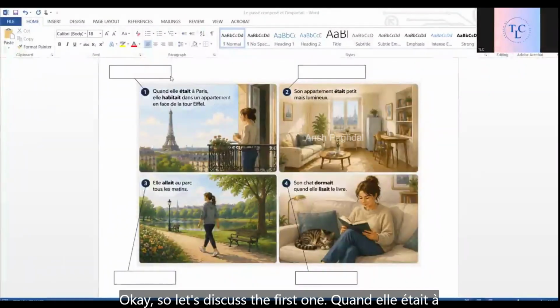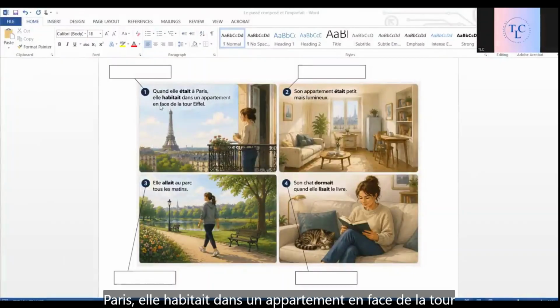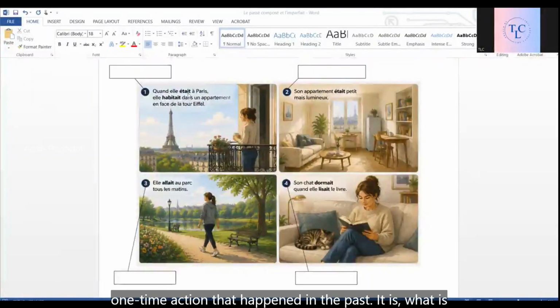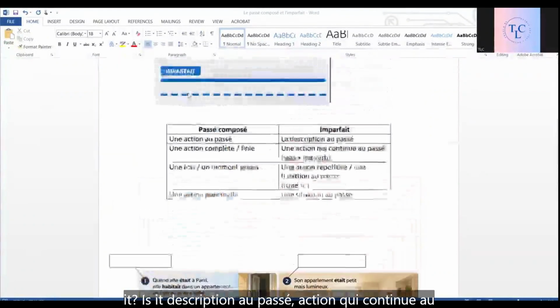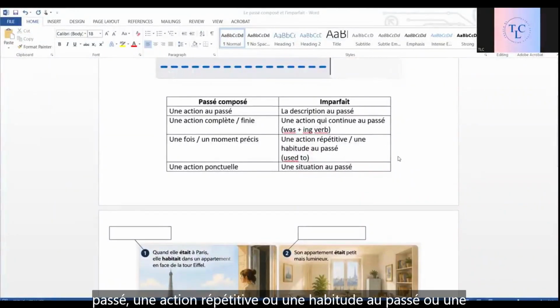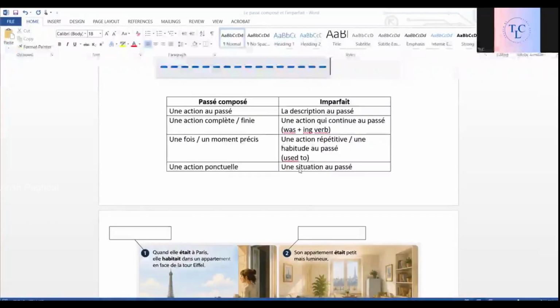Okay, so let's discuss the first one. Quand elle était à Paris, elle habitait dans un appartement en face de la tour Eiffel. So here, we cannot use passé composé. Okay, it is not a one-time action that happened in the past. Okay, what is it? Is it description au passé, action qui continue au passé, une action répétitive ou une habitude au passé, ou une situation passée? Quand elle était à Paris.